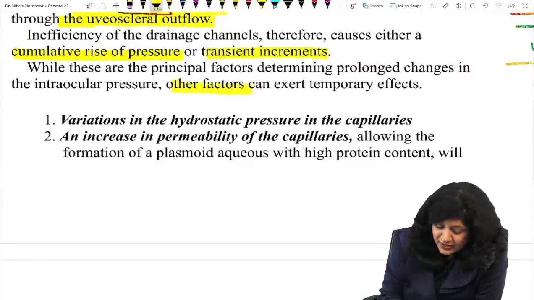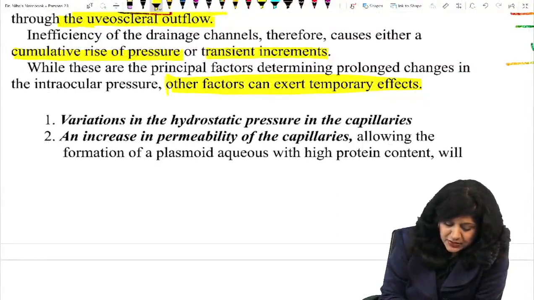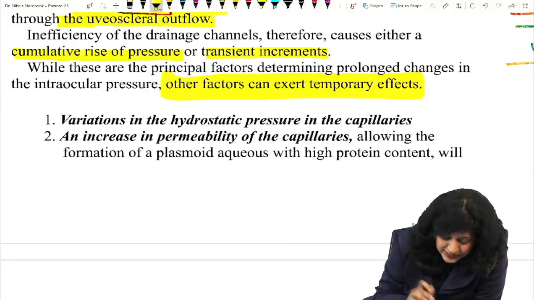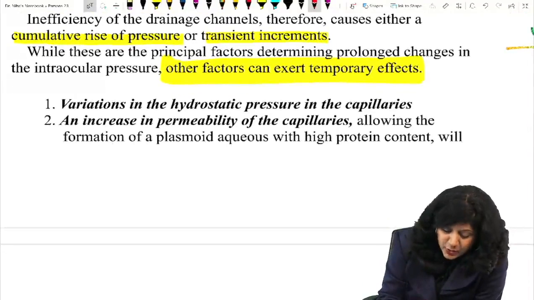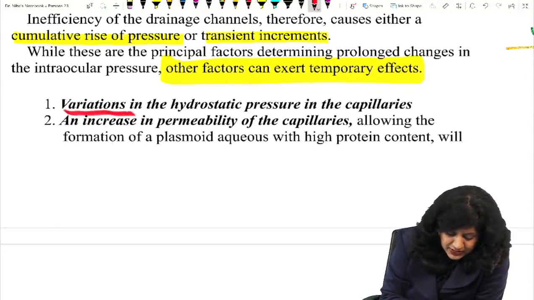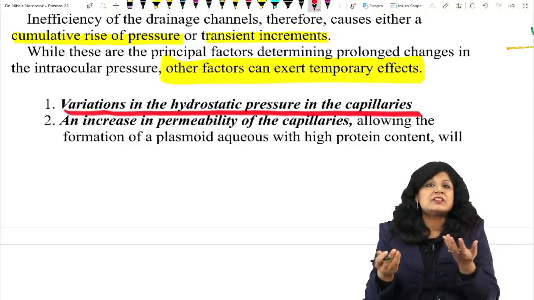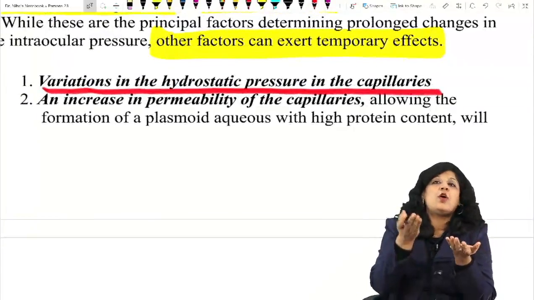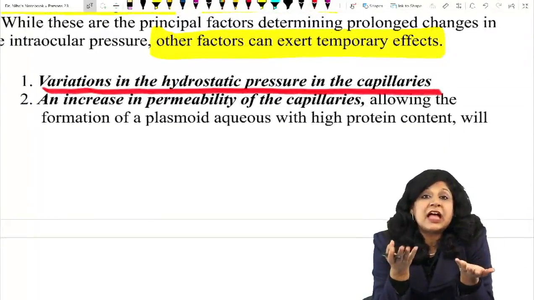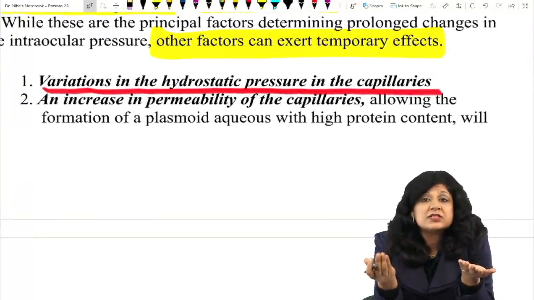We have other factors that cause temporary effects. Now, these are the things that could be asked in the form of MCQs. Let's see one by one. The first important thing is variations in the hydrostatic pressure in the capillaries. Now this is a physical factor. Obviously whatever the hydrostatic pressure is, now this is a simple pathology.